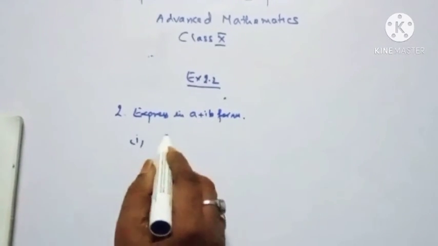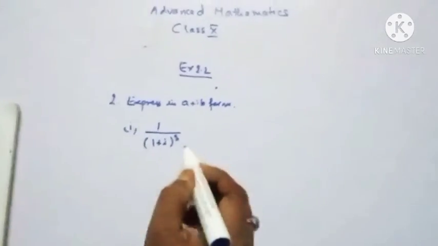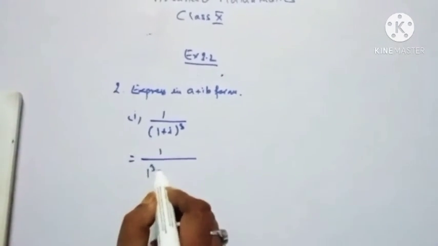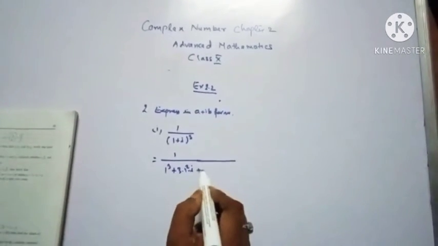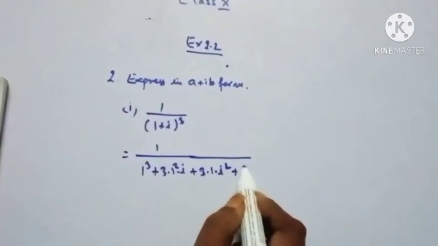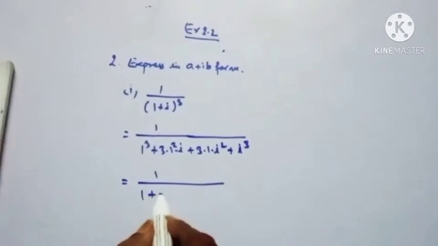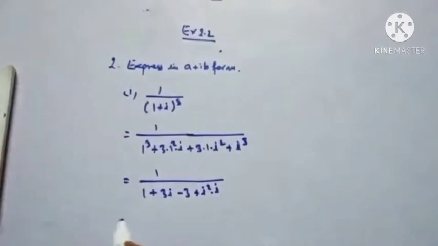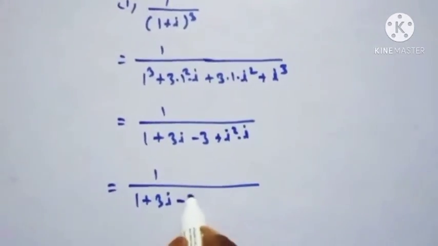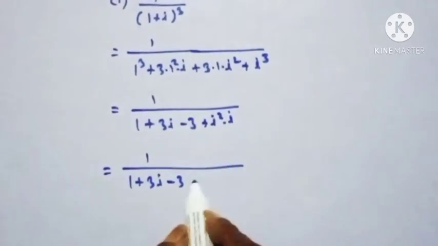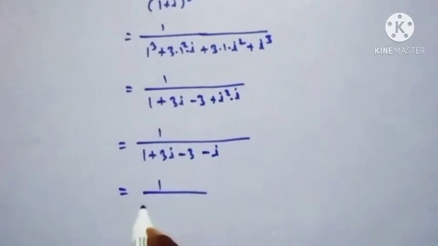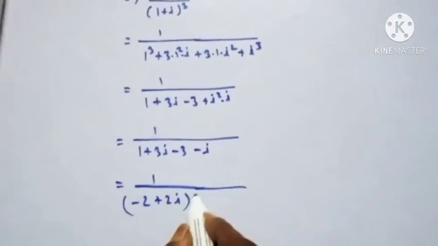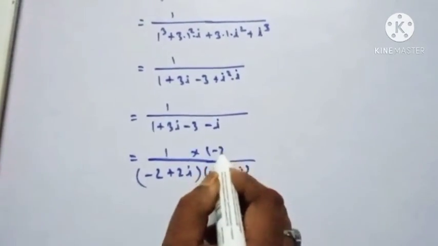Express in a plus ib form. First, 1 by 1 plus i the whole cube. Here, see what we have to do. 1 plus i the whole cube, using a plus b the whole cube, is a cube plus 3a square b plus 3ab square plus b cube. So this comes out to be 1 plus 3i minus 3 plus i square into i. So this comes out to be 1 plus 3i minus 3 minus i, since i square means minus 1, so this will be minus 2 plus 2i.